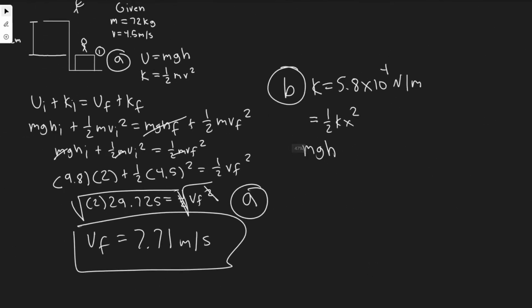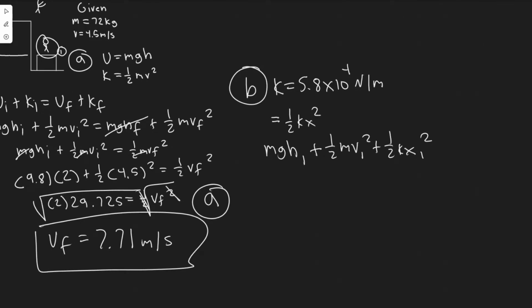So obviously on the left side of the equation, we're going to start with 1. So mgh1 plus 1/2 mv1 squared plus 1/2 kx1 squared. So those handle the beginning, and then the end would be when it's most depressed. So mgh2 plus 1/2 mv2 squared plus 1/2 kx2 squared. So these are going to be the ones we have in our equation.